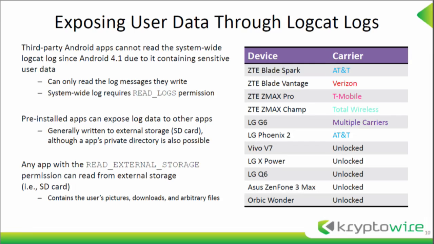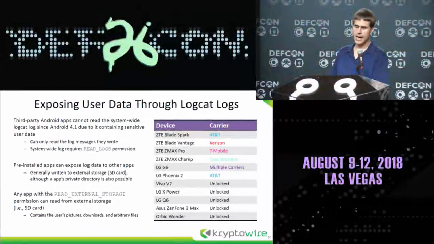Here's a list of some devices, as well as the carrier and some unlocked devices, where a third-party application can have a pre-installed app on that device start writing the system-wide log to a location that it can access.